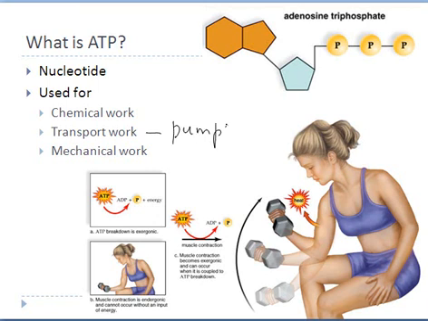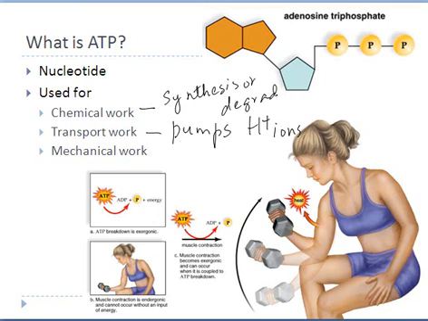So when we talked previously about pumping hydrogen ions, that would require transport work, which would be given by ATP. Chemical work would be synthesis or degradation of the larger molecules. Degradation means breaking down of macromolecules. And the mechanical work would be, for example, motion of muscle. So, for example, muscle contracting, or the flagella moving a cell, or cilia helping the cell move. Those would all be mechanical work that would require energy.